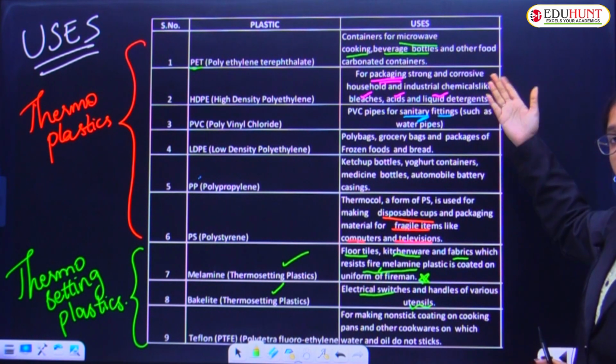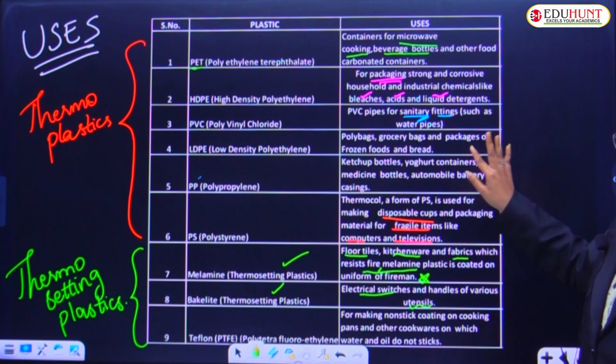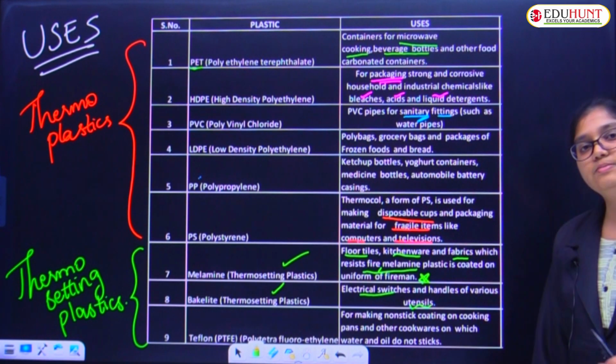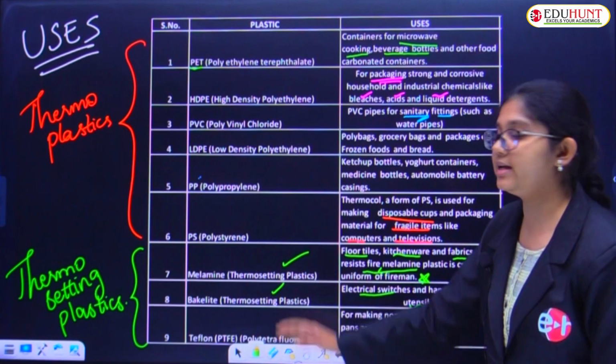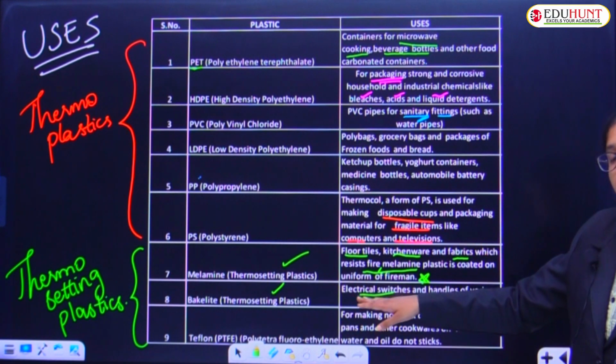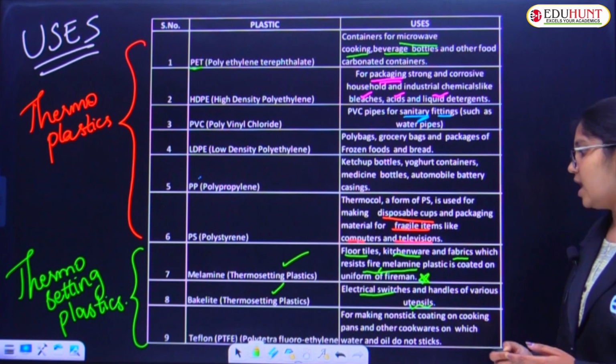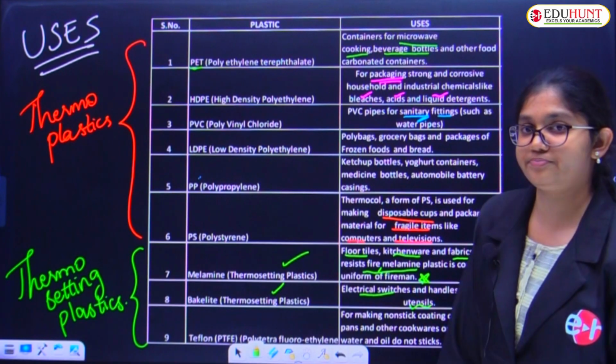Behind it there are wires, which we should not touch. But the switchboard we can happily operate, because it is made up of a safe plastic. It is bakelite, a thermosetting plastic. What is that again? It is used in electrical switches and handles of various utensils. Okay, very good. And the last one is all about Teflon.